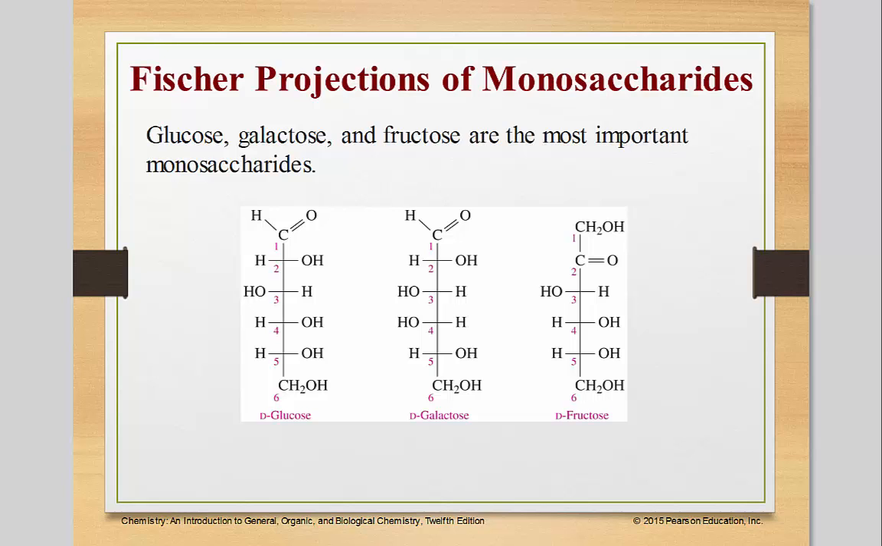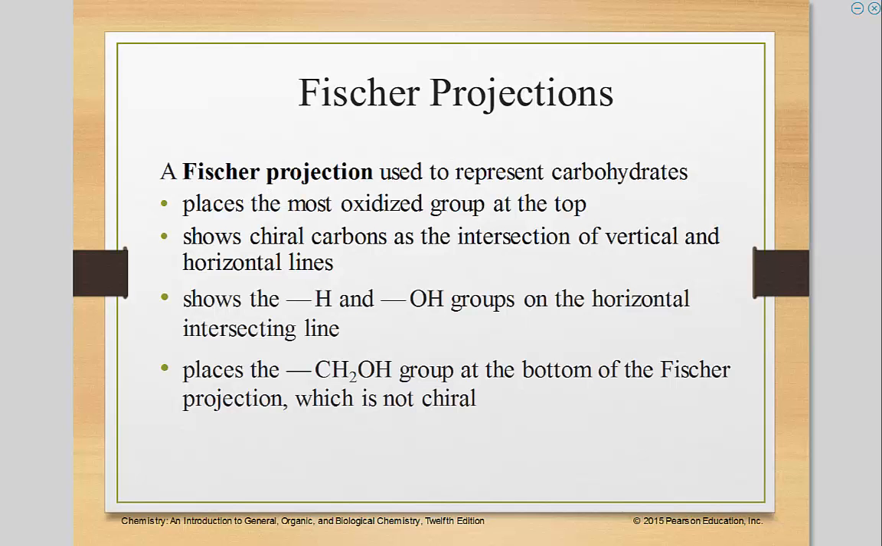In this tutorial, we will be discussing Fischer projections. A Fischer projection is used to represent carbohydrates. They put the most oxidized group on the top, which is why you'll always see the carbonyl group closest to the top. If it's an aldehyde, it'll be on the very top. If it's a keto, it'll be in the middle somewhere on the top.